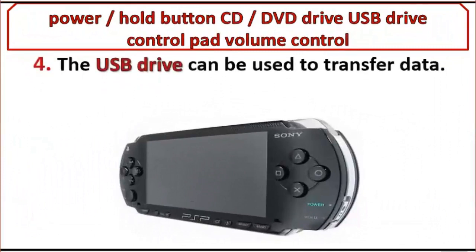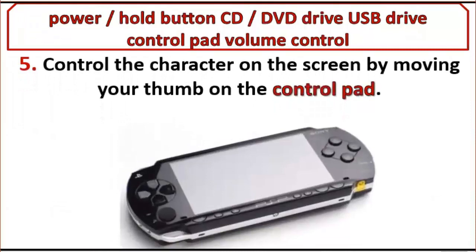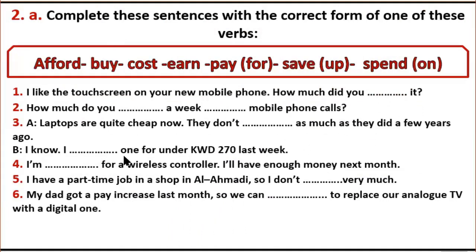Number 4, the space can be used to transfer data. Then the USB drive can be used to transfer data. And number 5, control the character on the screen by moving your thumb on the control pad. On the control pad. The next exercise, we want to complete these sentences with the correct form of one of these verbs: afford, buy, cost, earn, pay for, save up, and spend on.